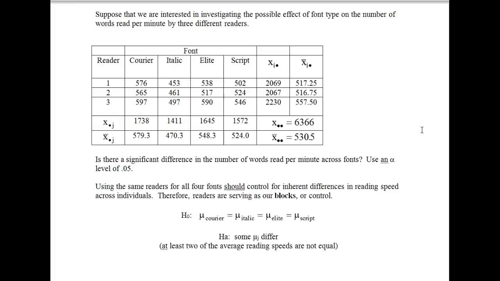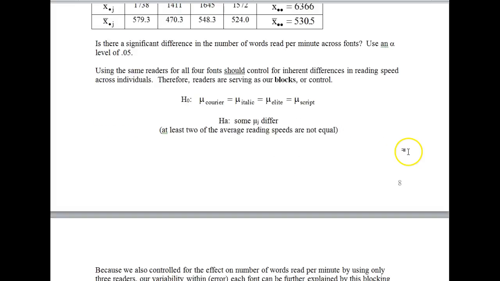So, or at least one of them differs from the pack, however you want to think about it like that. So it says here at least two of the average reading speeds are not equal, right? So one is different than the other. Either way you want to write that is fine. I'm fine with either way.